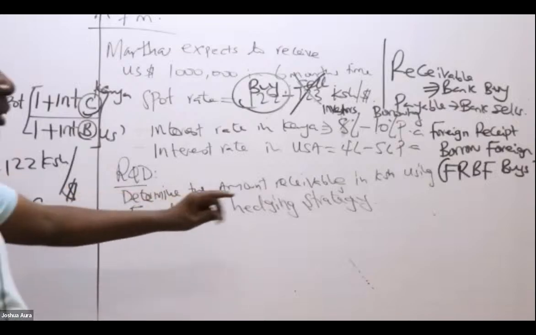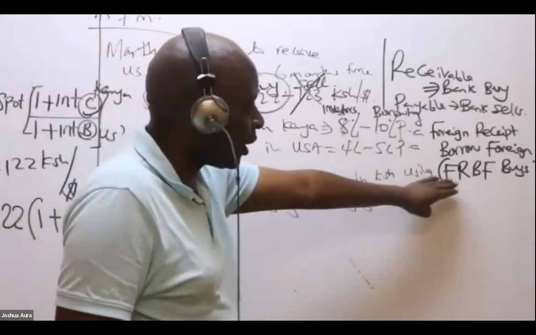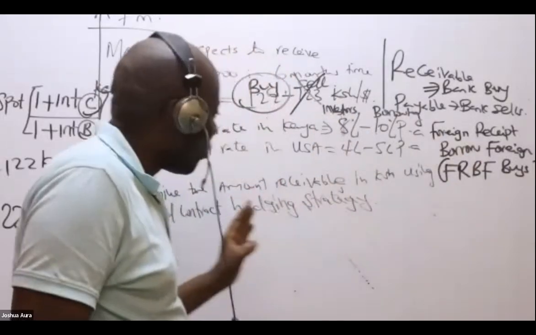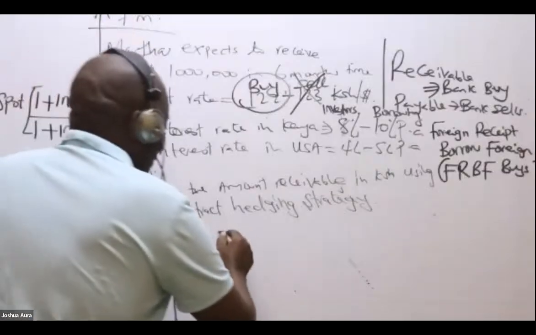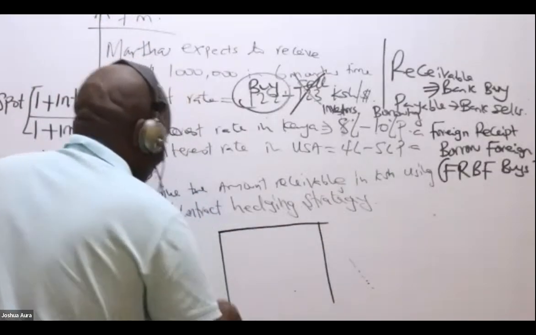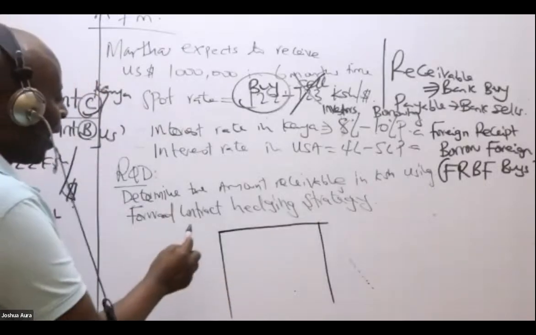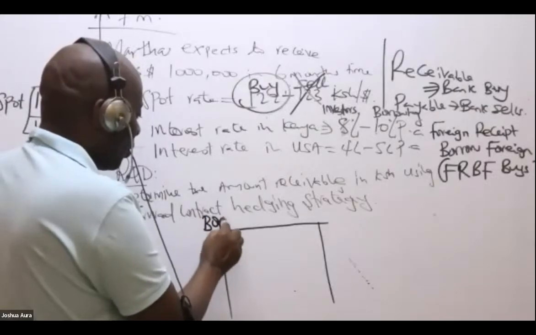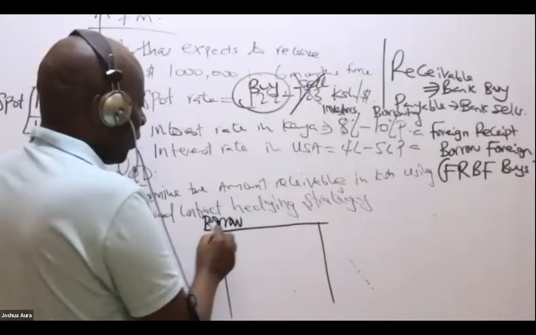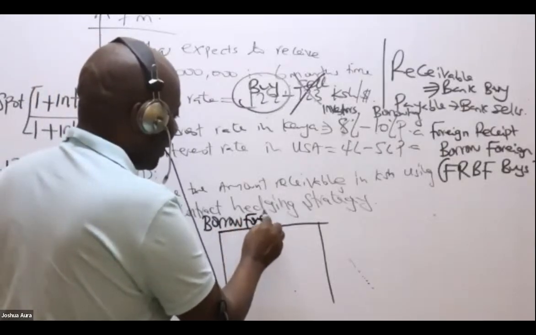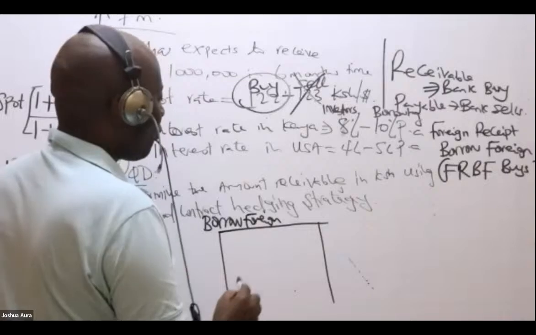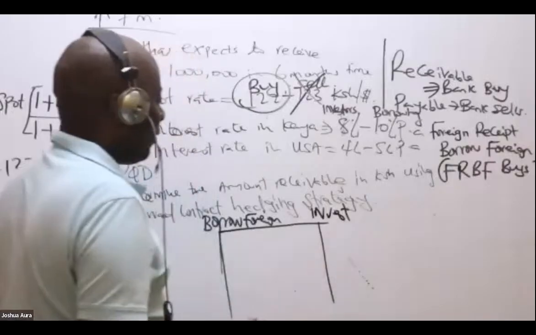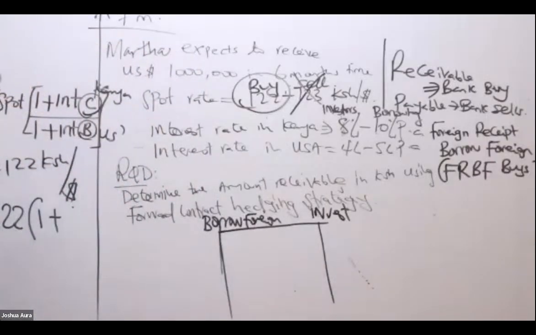Now listen to me very carefully. What have we said? This is a foreign receipt. We are going to borrow foreign. I would want to make this very clear, so allow me to draw this diagram. Remember, here is always borrow. You have told me to borrow foreign. And then after I borrow on this leg, on this other leg I'll be investing.